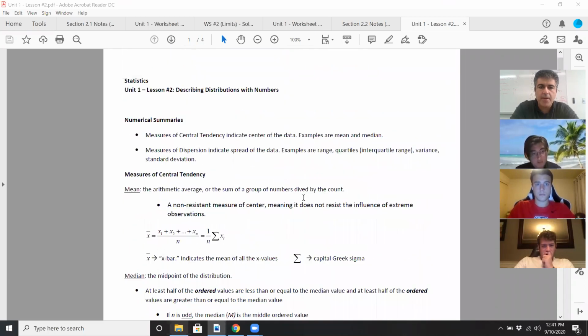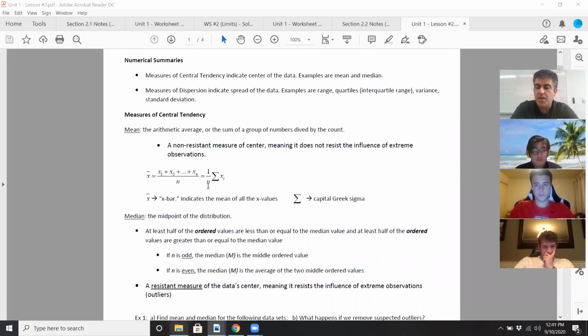Last time we talked about measures of central tendency. Mean and median were such. Mode is also one such measure of central tendency. We will get into range, quartiles, variance, and standard deviation later today. That's on measures of dispersion, which is more about spread.